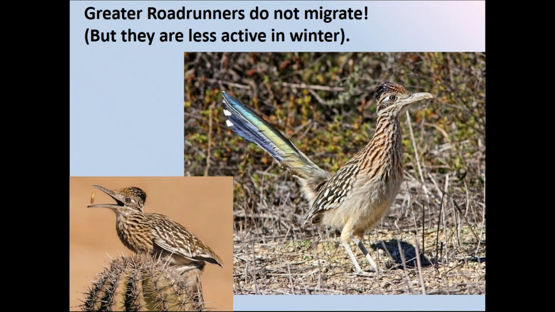Now, a lot of people are interested in roadrunners. There's no evidence to show that roadrunners migrate, but they do seem to be less active in the winter, and maybe they hunker down and just aren't as visible. So it sometimes seems like they've totally disappeared from a region, but they're probably still around. They're just not as visible or active. They can fly, but they prefer to run, top speed 18 miles an hour.